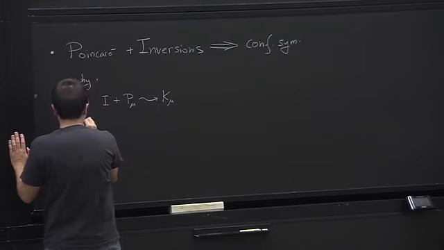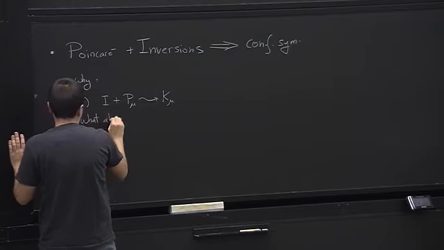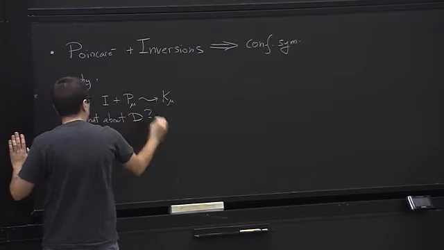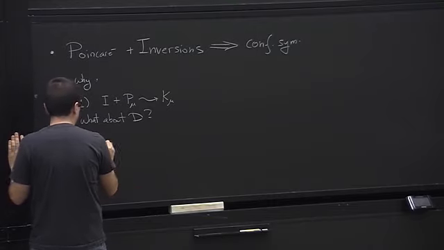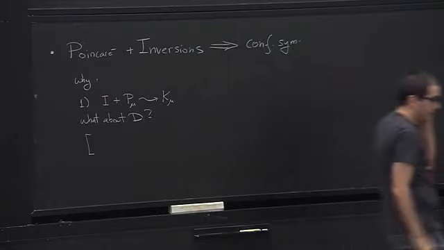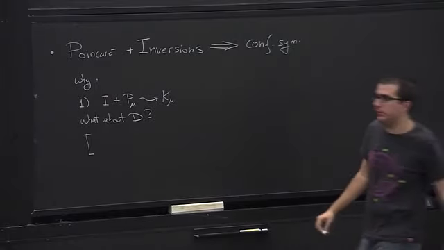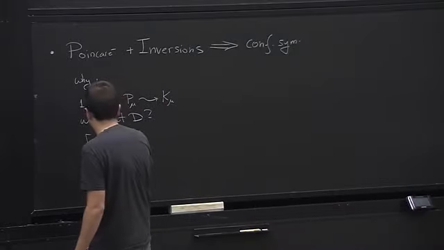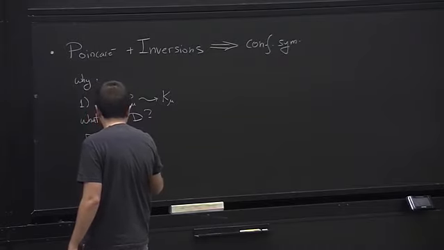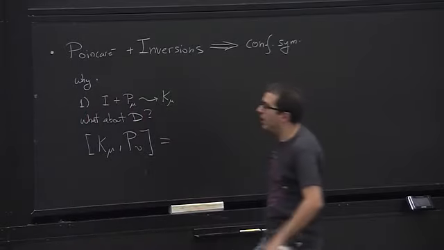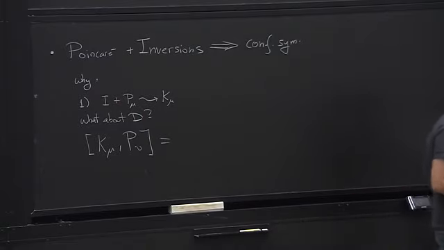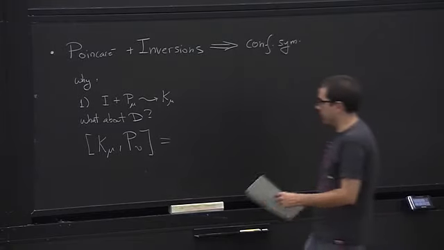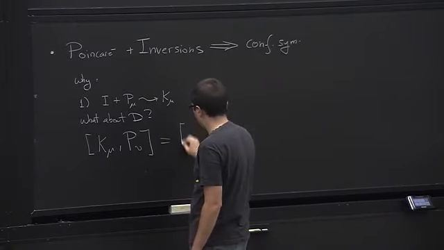So what about D? Just to practice a bit, let's work out some commutator between, say, K mu and P mu. I encourage you to compute the other commutators. It's a useful exercise. But let's compute this one to see what kind of algebra the conformal group is. So what kind of algebra are we dealing with? Let's compute it.